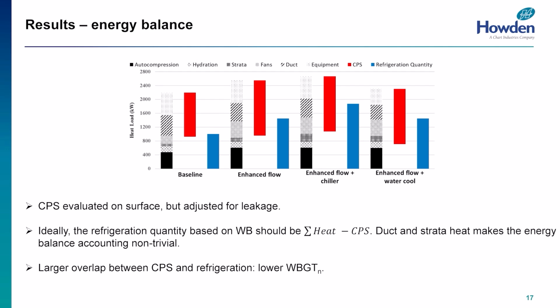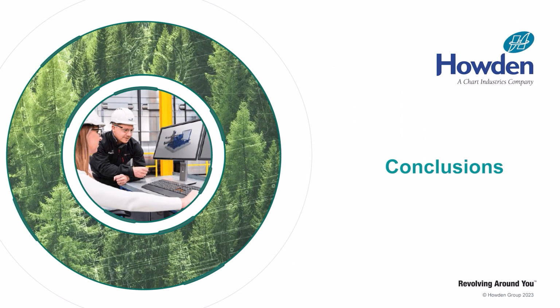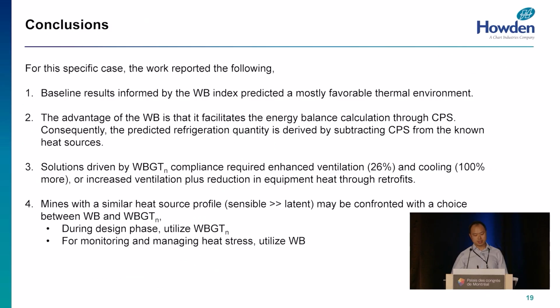And the last thing to note here is that the larger the overlap between CPS and refrigeration quantity, all that just means is that the natural wet bulb globe temperature will be lower for each case. So in conclusion, for this specific case, the work reported the following.